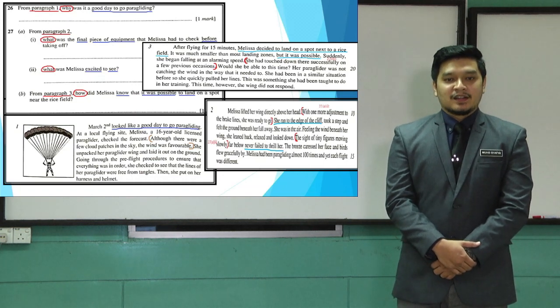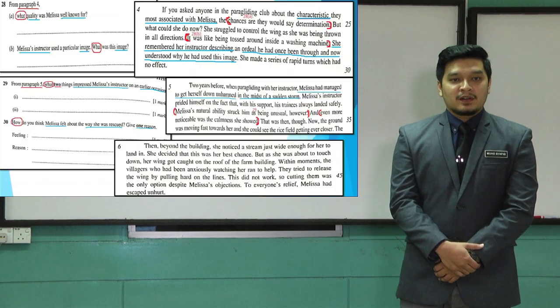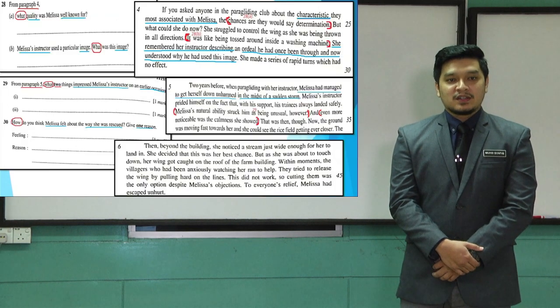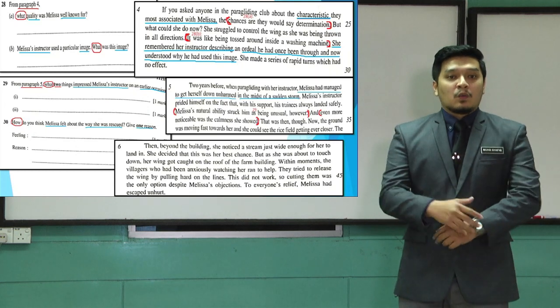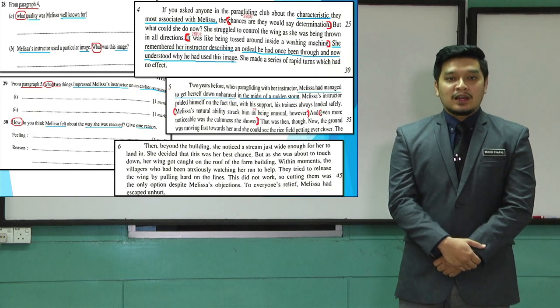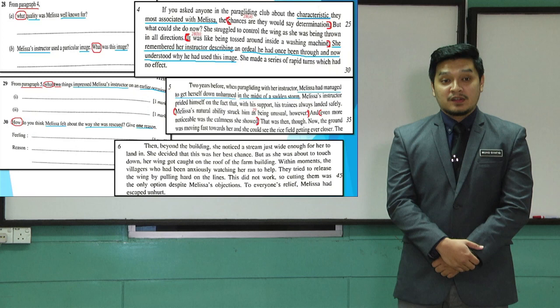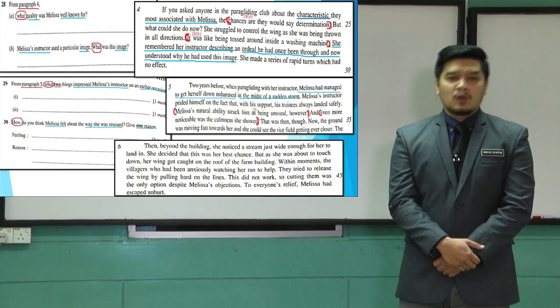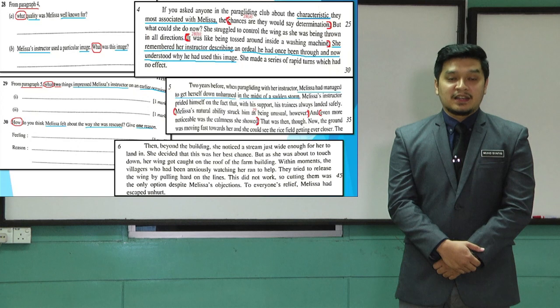Alright, so let's have a look at question 28. From paragraph 4, okay, the location of the answer is in paragraph 4. What quality was Melissa well known for? Again, the WH question is what. So if you notice, there are a lot of what, why and how in these reading comprehension questions. What quality was Melissa well known for?